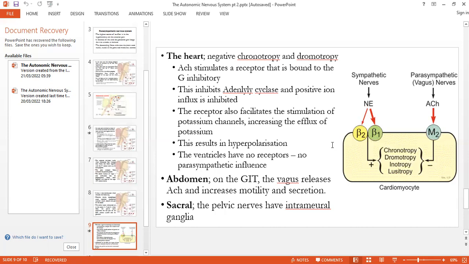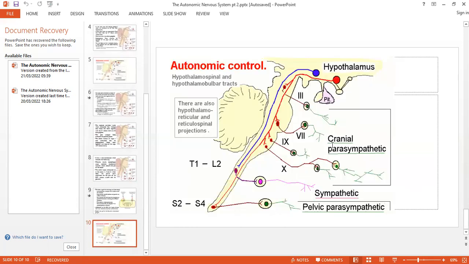Then the sacral pelvic nerves have the intramural ganglia. At one point, they talked about genitalia as well, which is also going to be stimulated by that. Although some people like saying that no, you can control sex. I doubt if you can control it.